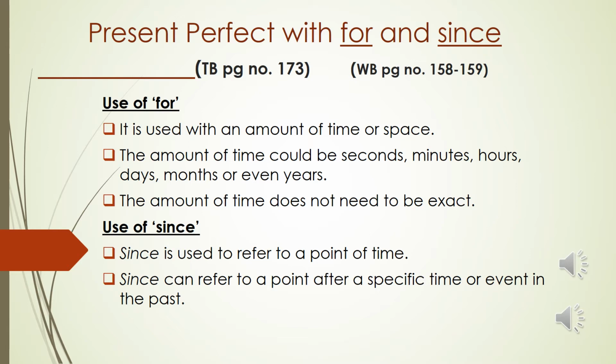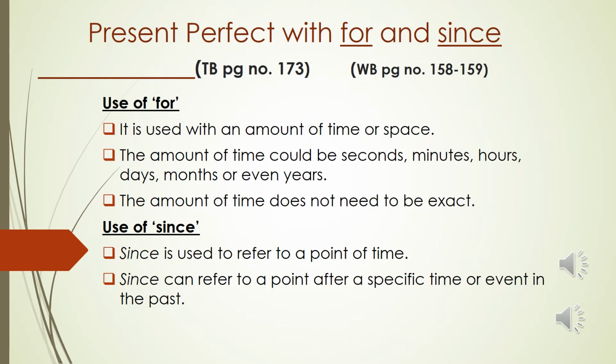Now the use of since. It is the opposite of for. Since is used to refer to a point of time. Since can refer to a point after a specific time or event in the past. It means since is used in the sentence in which something has happened in the past but the exact time is given. So there is a small difference of time: in the sentence where exact time is not mentioned, we use for, and for the sentences where exact time is given, we use since.